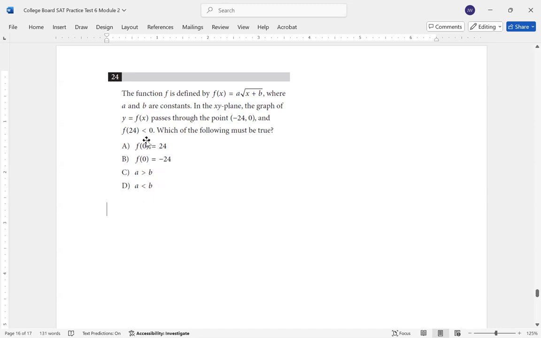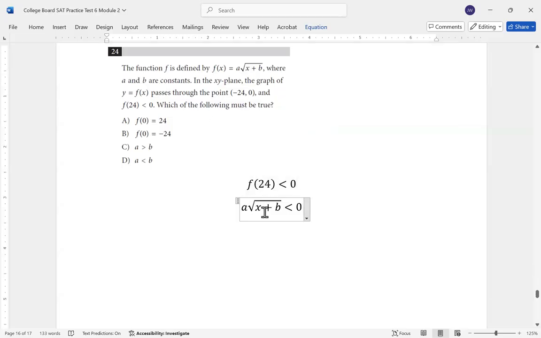Now, it turns out it's kind of easier to use this second equation first. So let's use that second property, that f of 24 has to be less than 0. What is f of 24? Well, when I plug in 24 into my function, I would get a times the square root of x plus b being less than 0. Now, a and b are constants, and x here is 24 since I plugged in 24.